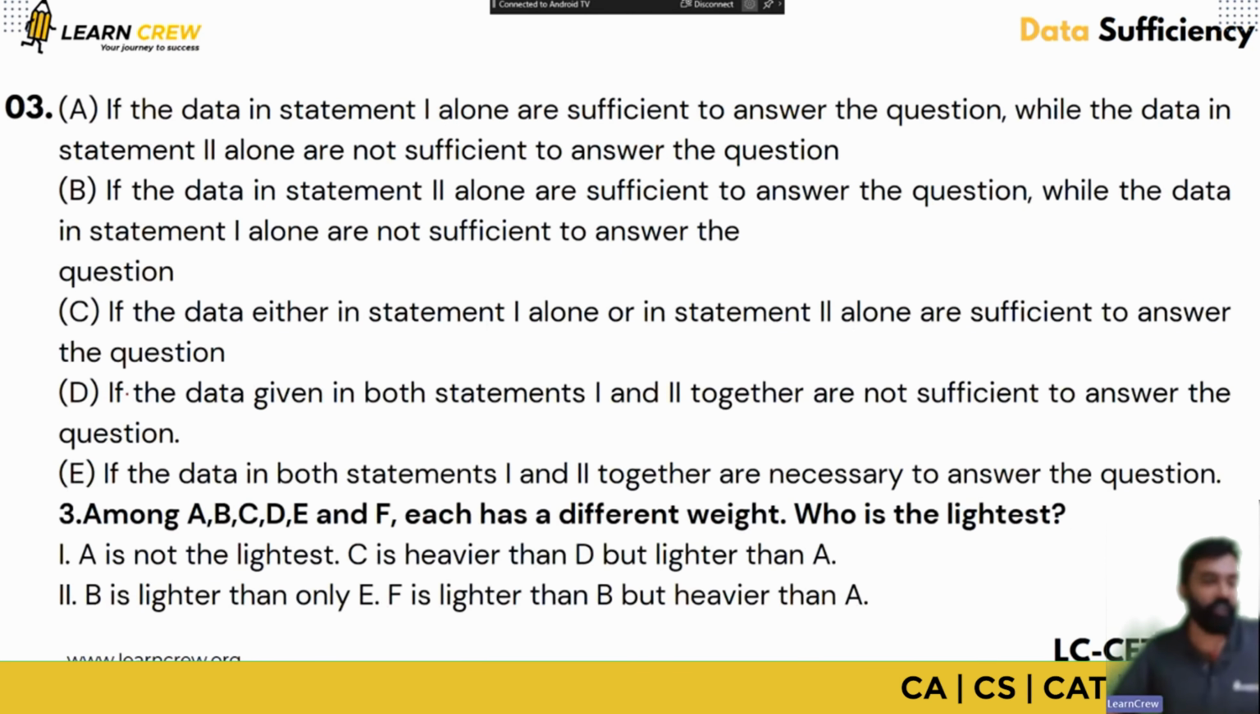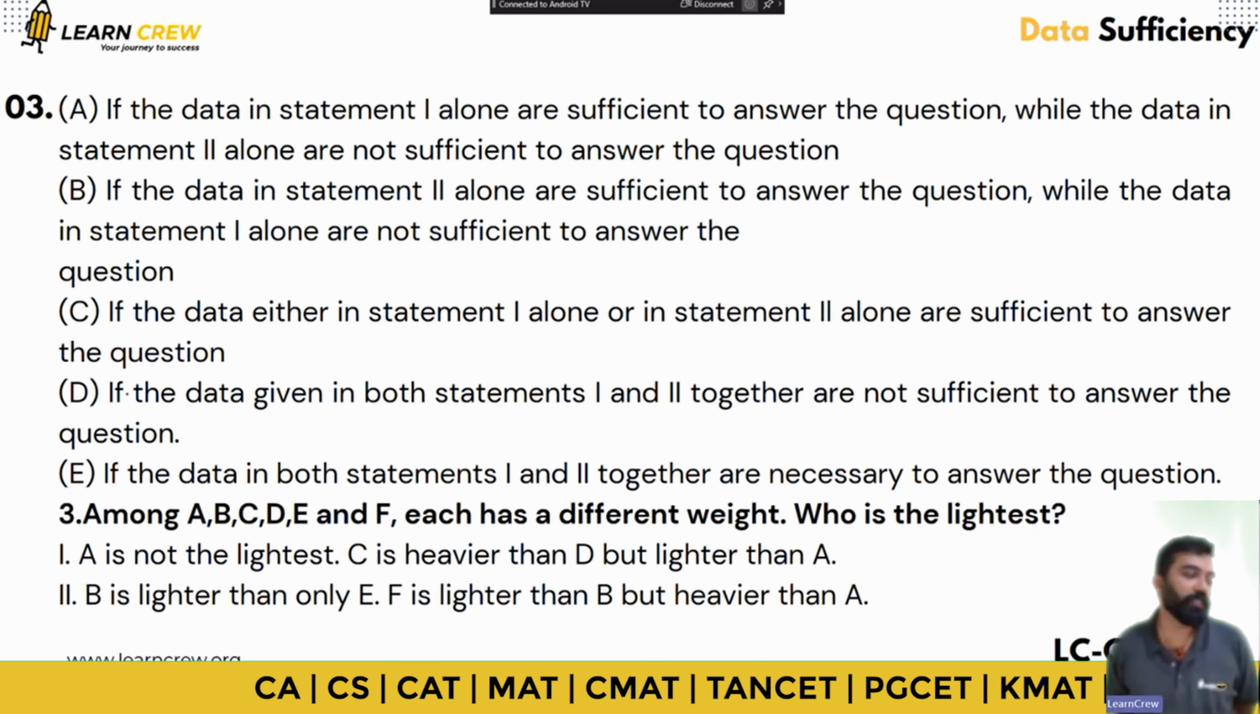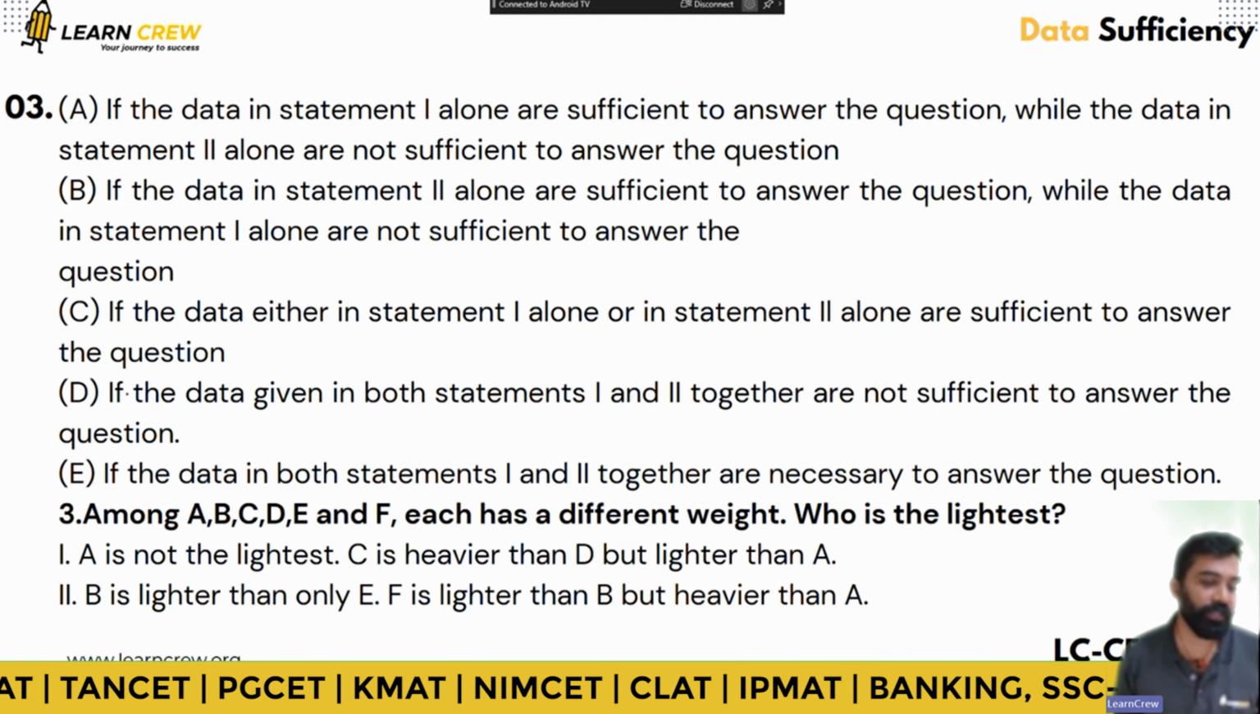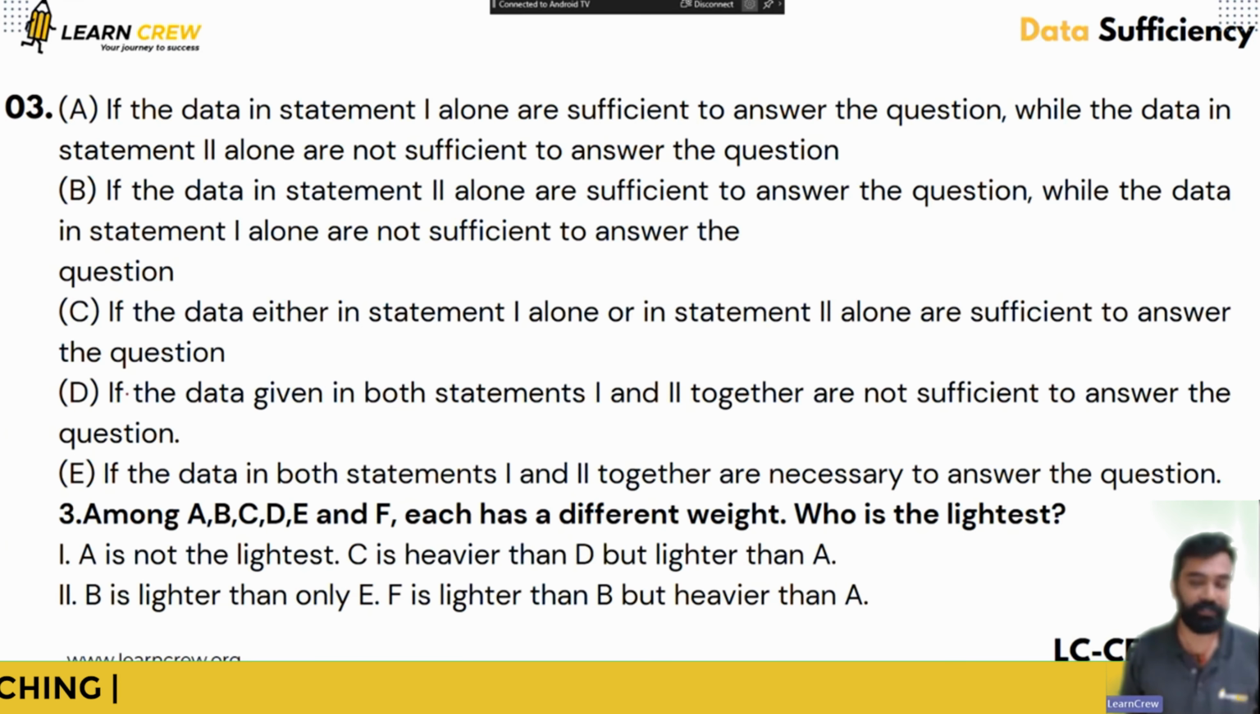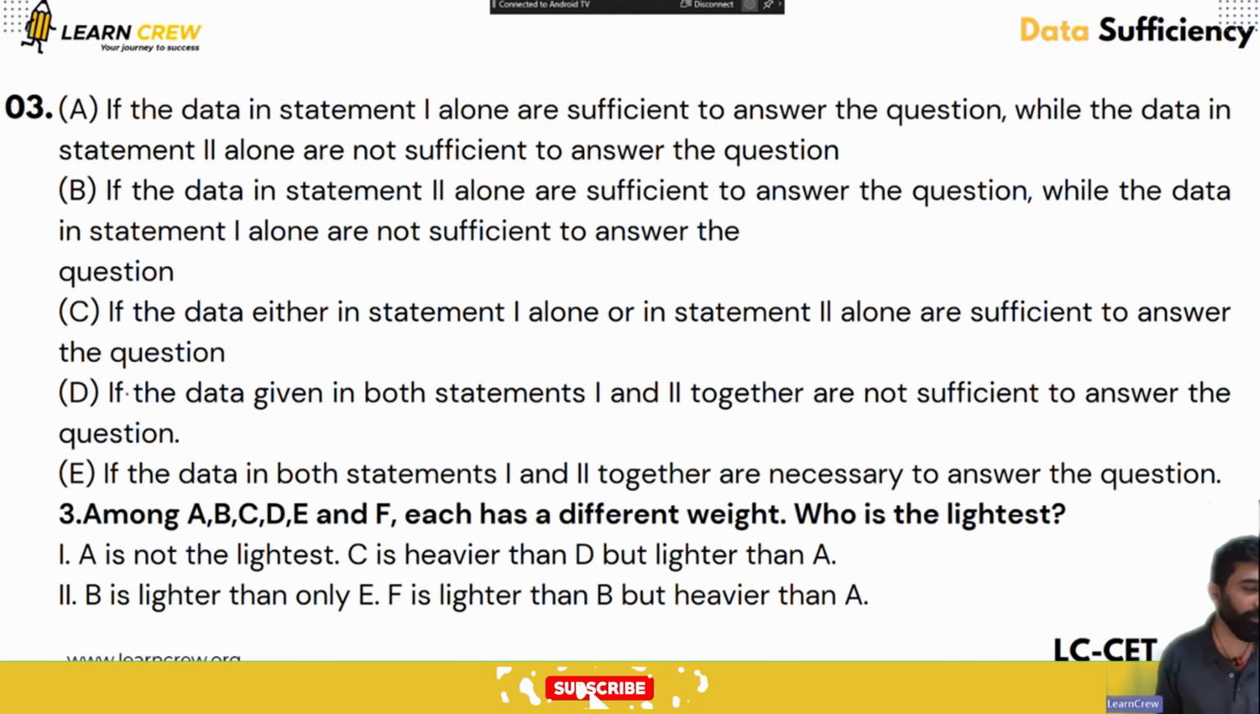Take up the next one. Right now, online I need answers from you people. A, B, C, D, E, and F each has a different weight. Who is the lightest? A is not lightest. C is heavier than D but lighter than E. Both are necessary. Yes. Online, both are necessary. Okay. Who is the heaviest? E. Who is the lightest? D.